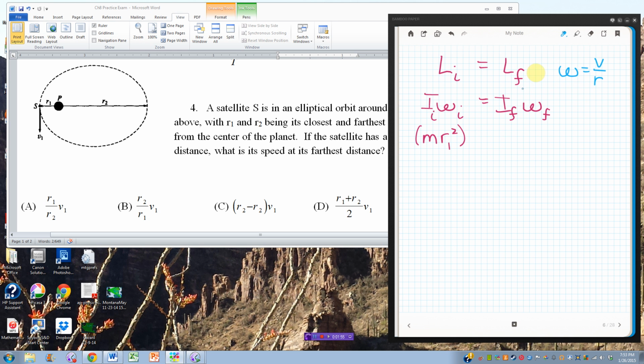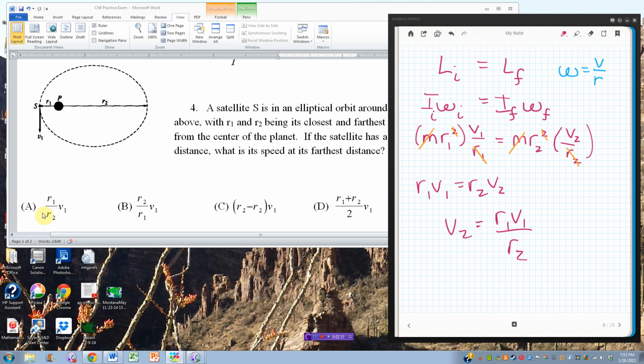is v over r in general. So omega is going to be v1 over r1. And I do the same kind of thing on the other side, m r2 squared times v2 over r2. Bunch of stuff cancels, like this r2 cancels one of those, this r1 cancels one of those, the m's go away. So now I just have r1 v1 equals r2 v2. Solve for v2, and you get r1 v1 over r2, which is A.